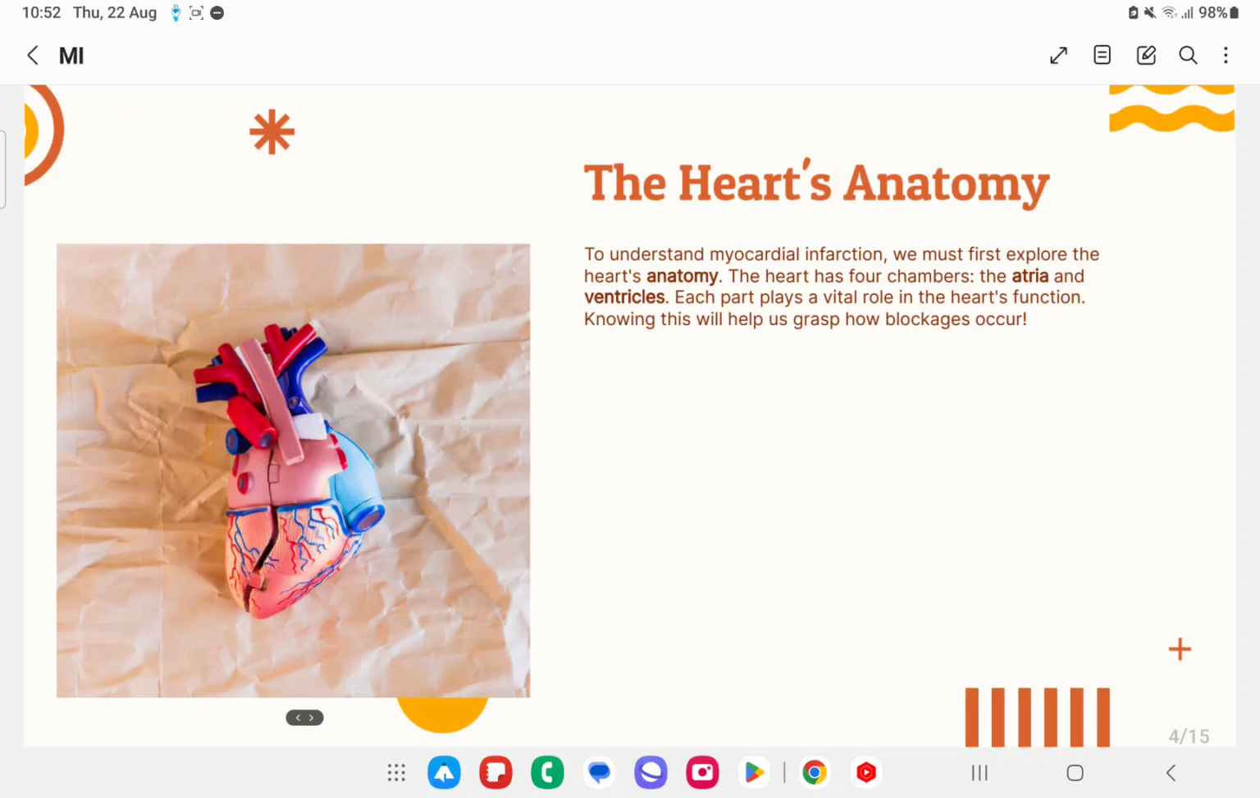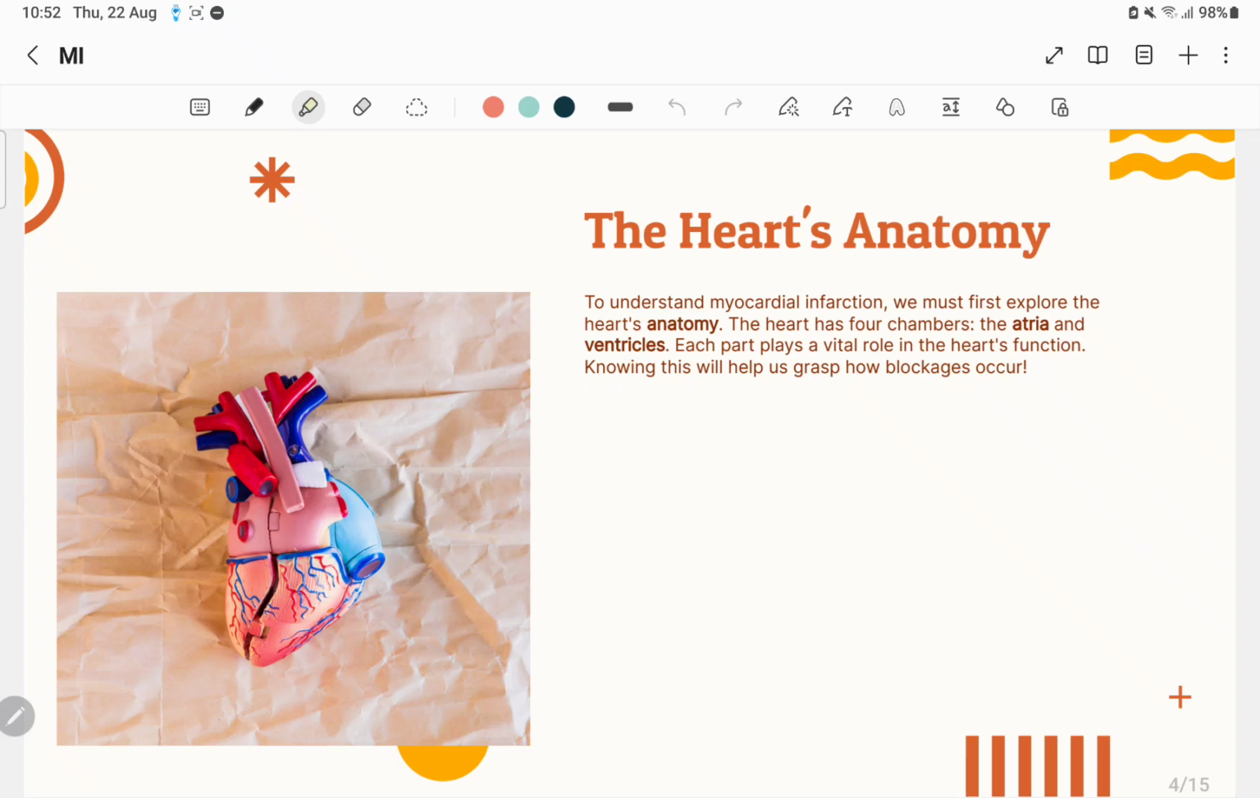For myocardial infarction we must have a basic idea of the heart's anatomy. I guess you all know about the heart's anatomy, right? The heart has four chambers, the atria and the ventricles, you all know that. Now we'll see a picture in which we'll look at the heart in this view.